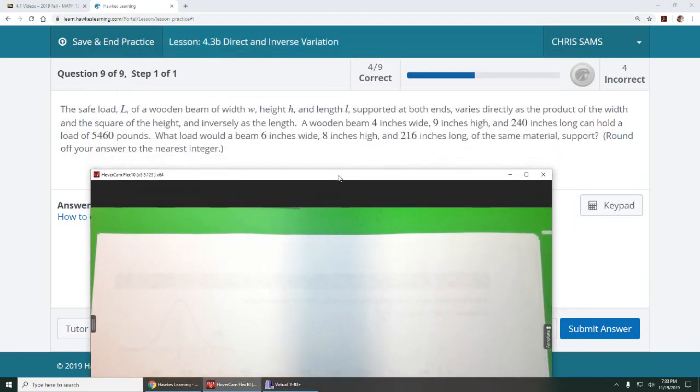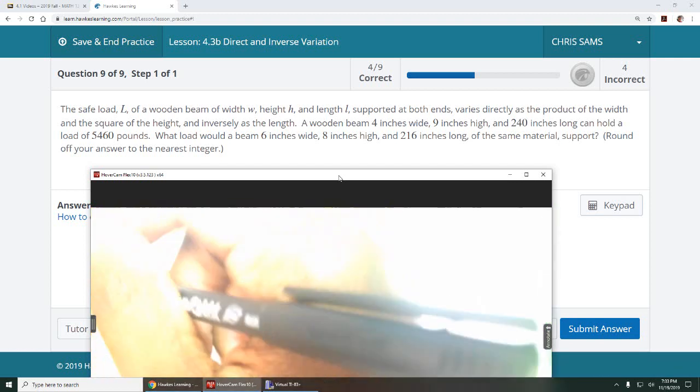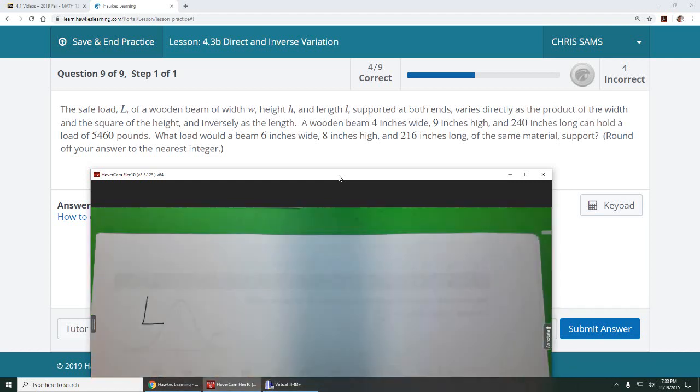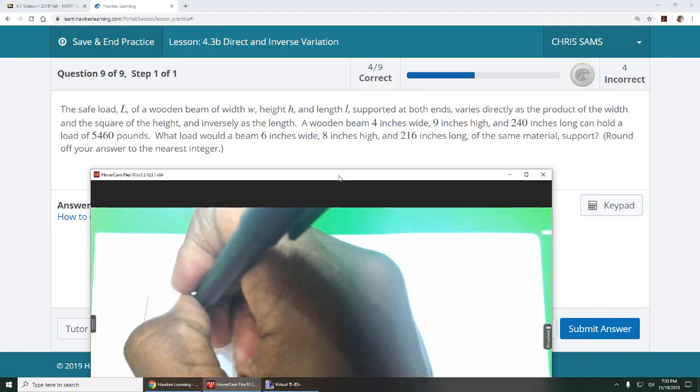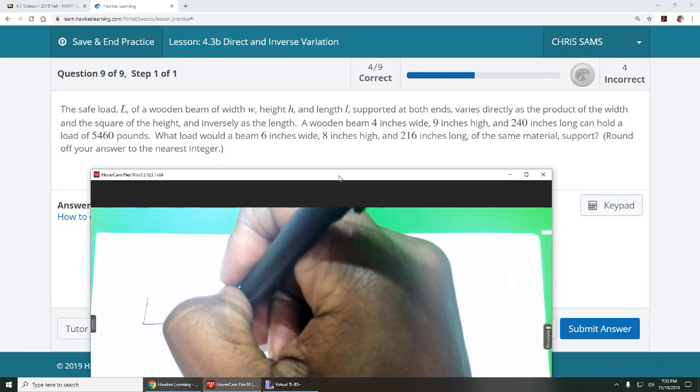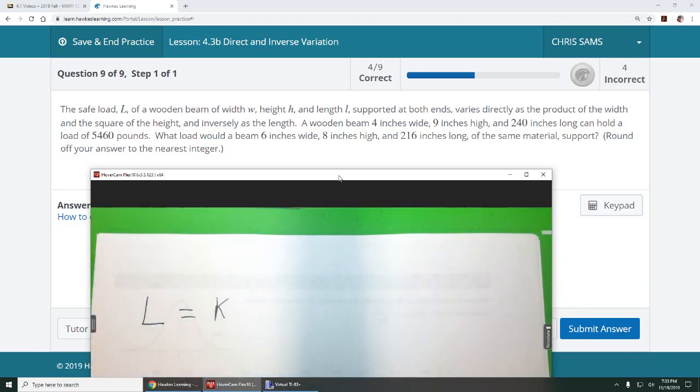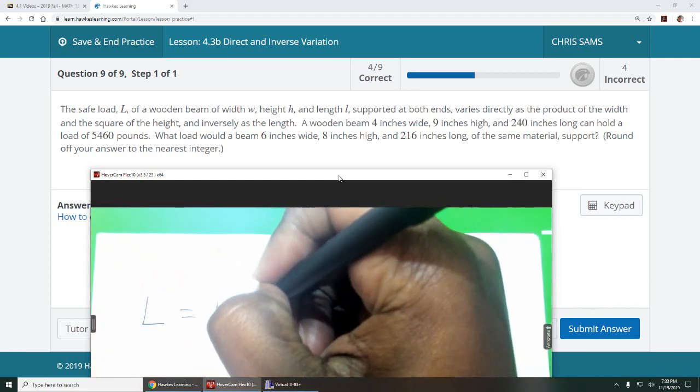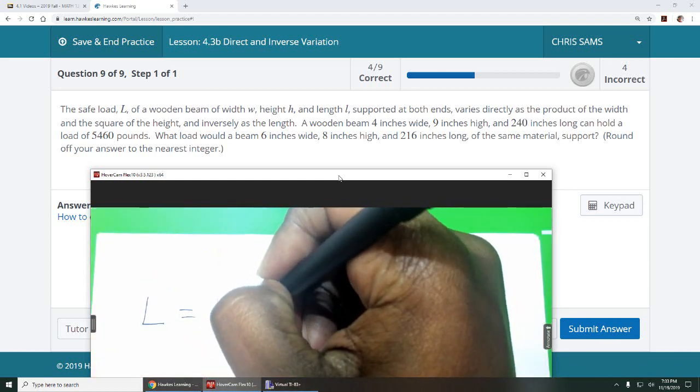Okay, number 9, we have a safe load. How much can we carry? In this, capital L of a wooden beam with the width, height, and length, so W, H, and L, supported at both ends varies directly. So this capital L varies directly, so equals, and I always have this K, varies directly as the product of the width and the square of the height. So width and product means times the square of the height, so I'm going to say H squared.